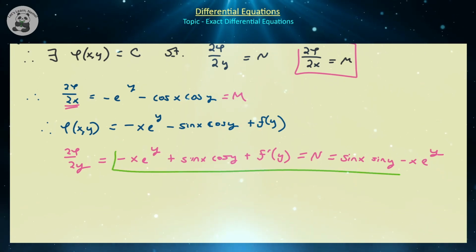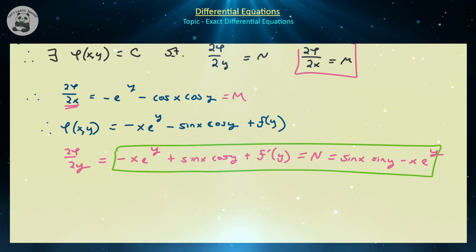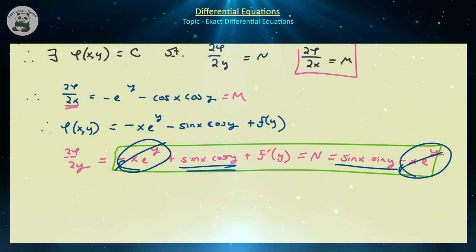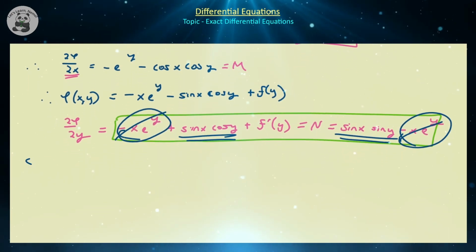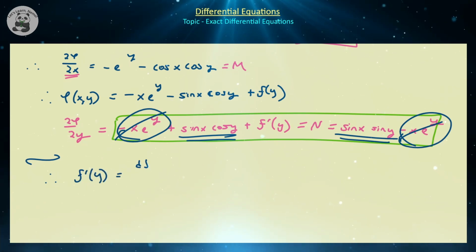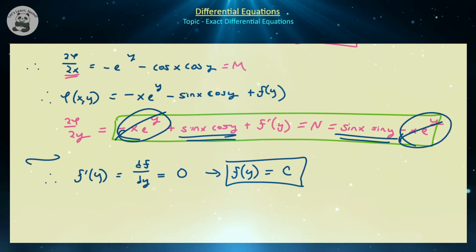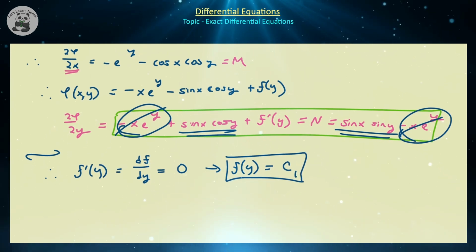So we have this particular equation here. Notice that we do have a minus x e^y on both sides, so they cancel. We have a sine x cosine y on both sides, so they cancel. So what are we left with for that f equation? So we have f prime of y, which again is the total derivative of f with respect to y, is equal to nothing, which means that f of y is equal to just some arbitrary constant. Let's just call it, for example, C1.